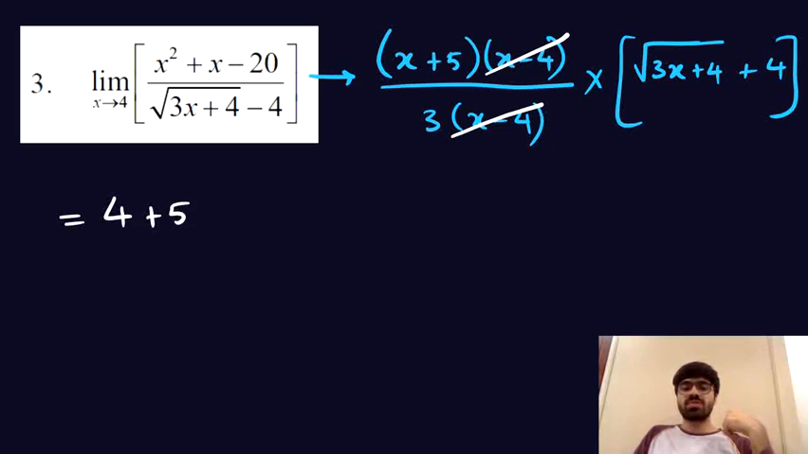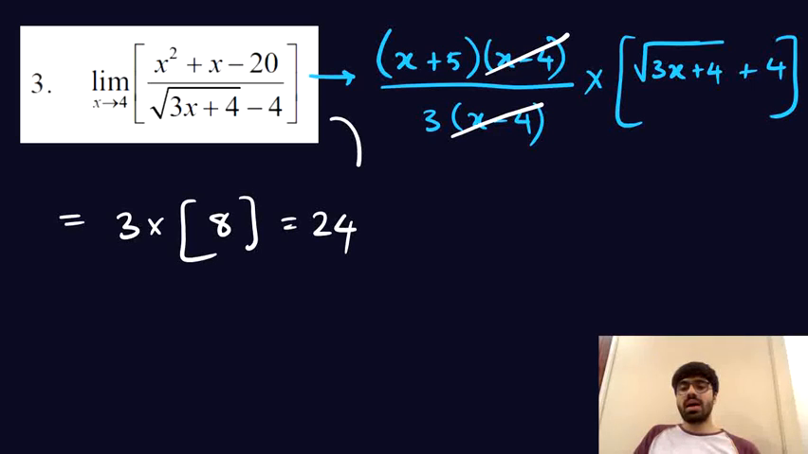So you will have 4 plus 5 upon 3, which is like 9 upon 3. 9 upon 3 will be equal to 3 multiplied by, put that x as 4 here. You have 3 into 4, 12 plus 4, which will be equal to 16. Root 16 will be 4 and 4 plus 4 will be 8. So we have 3 into 8, that is equal to 24 as the final value of the given expression.